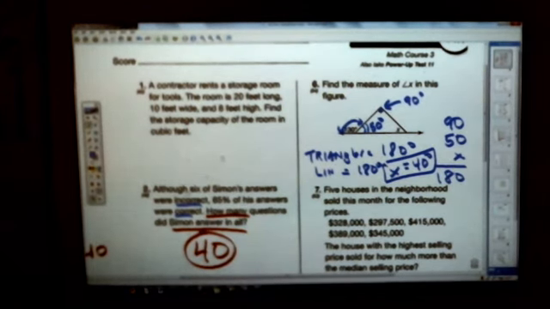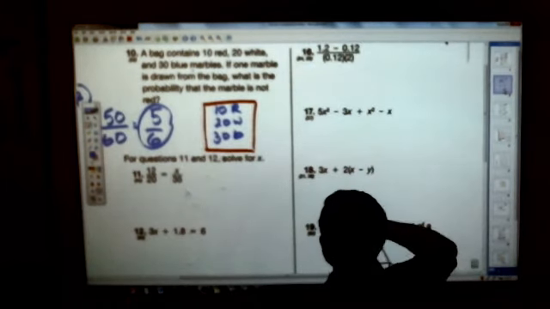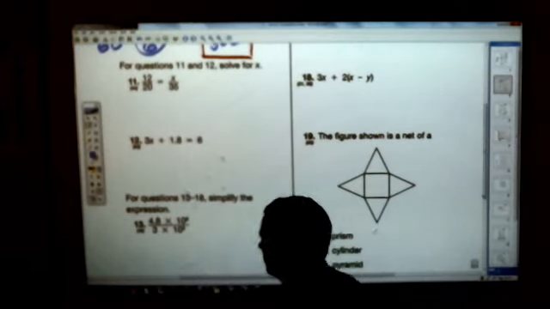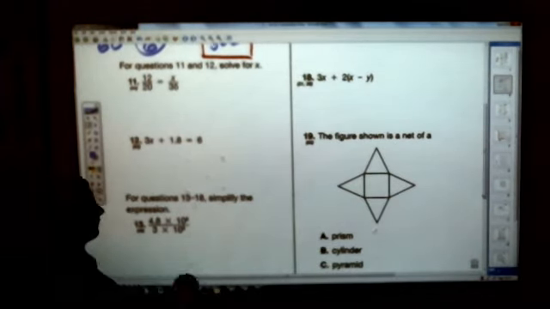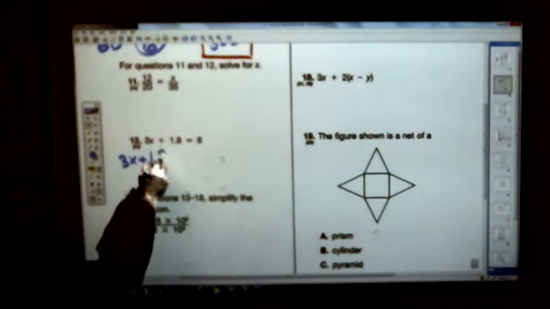Number 12. How do you do it? How do you do number 12, ladies and gentlemen? No different than any other equation we ever do in the world, Braden. How do I get the letter x by itself here, sir? What is your thoughts?